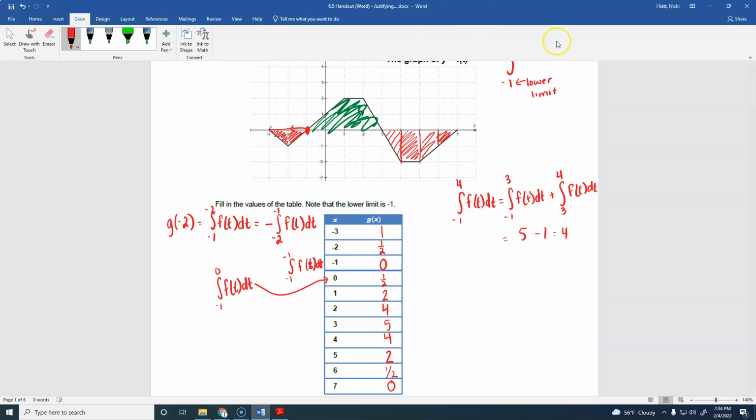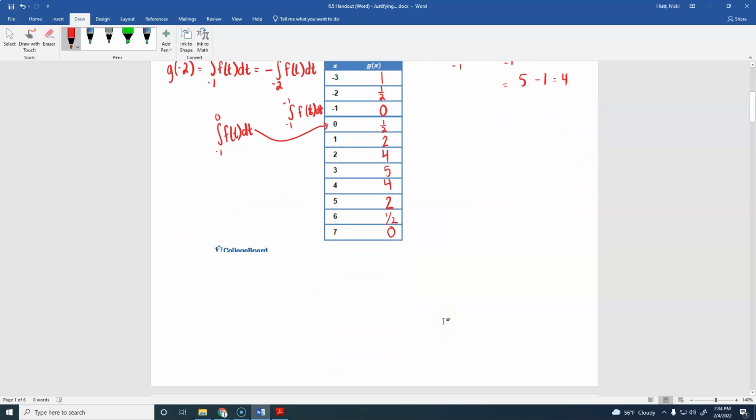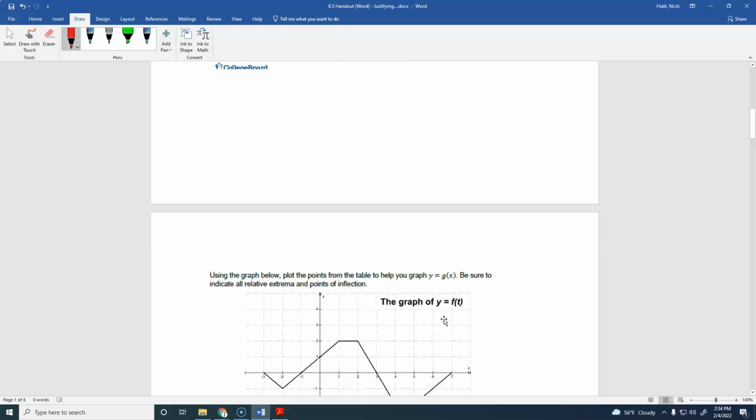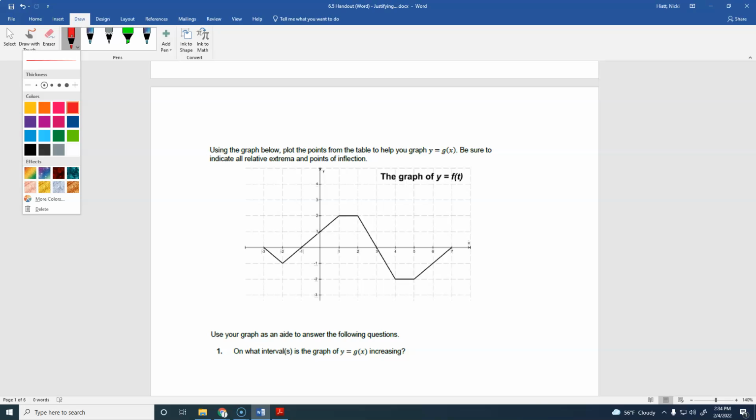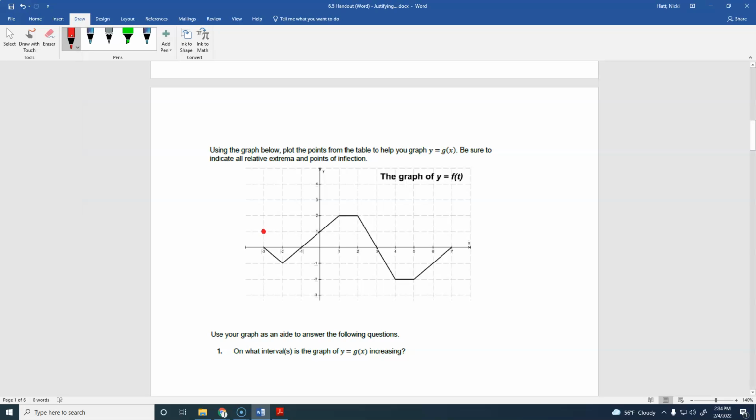Okay. All right, so questions so far? All right, let's now do what they ask us to do here on the next page. They ask us to graph those points that we just found. So we had 1, 1/2, 0, 1/2, and I think it was up to 2.